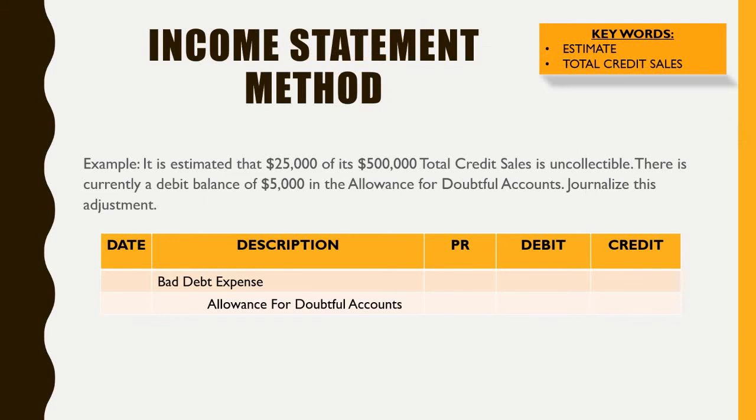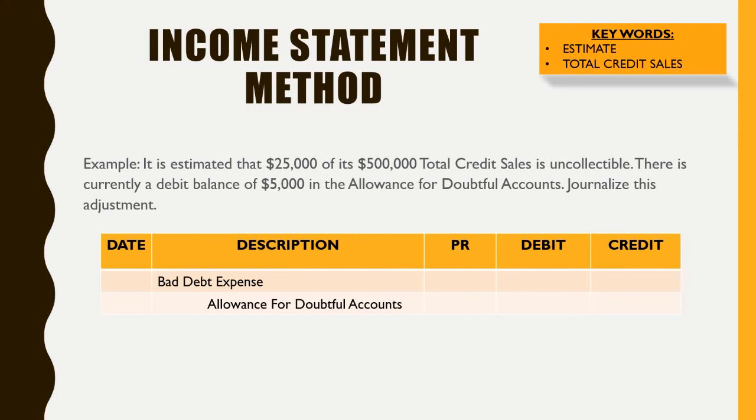Okay, so let's talk about the income statement method. This is where you'll get the same given scenario. However, you have to treat this a little differently. In this case, the scenario says it is estimated that $25,000 of its $500,000 total credit sales is to be uncollectible. There's currently a debit balance of $5,000 in the allowance for doubtful accounts. Journalize it. So the journal is going to look identical. Everything about this is going to look identical.